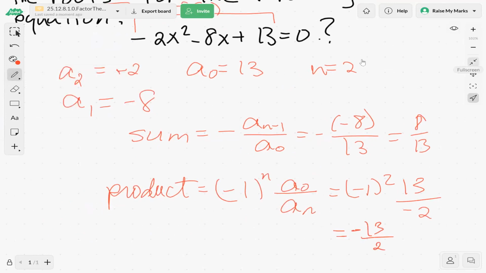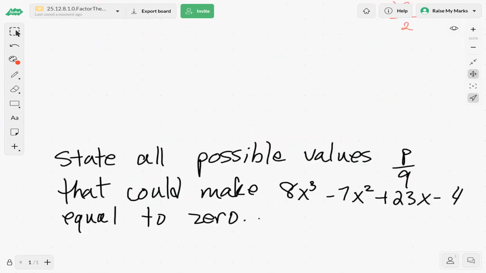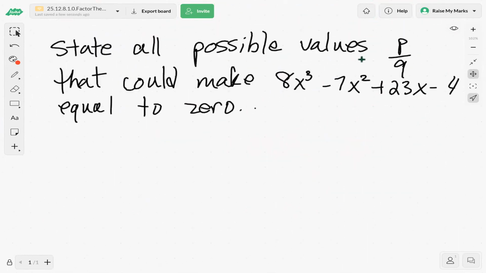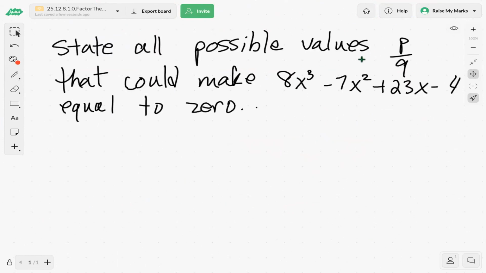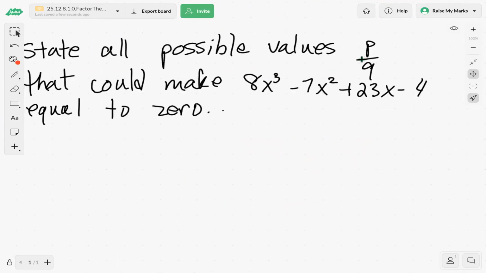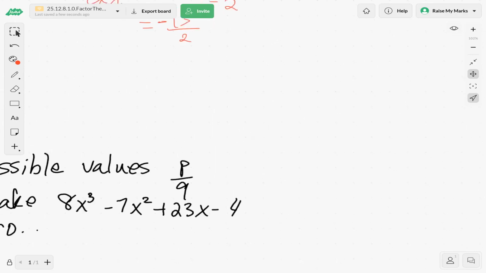Good. All right, so let's look at our next question. State all possible values of p over q that could make this function 8 times x to the power 3 minus 7x squared plus 23x minus 4 equal to 0. Okay, so this is going to be a bit more challenging, but not impossible.